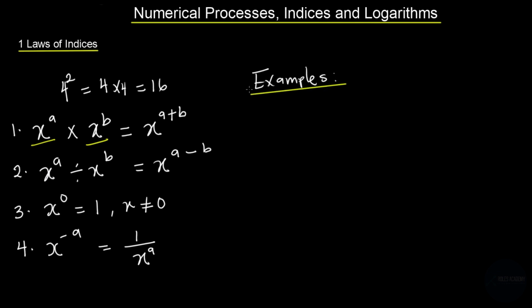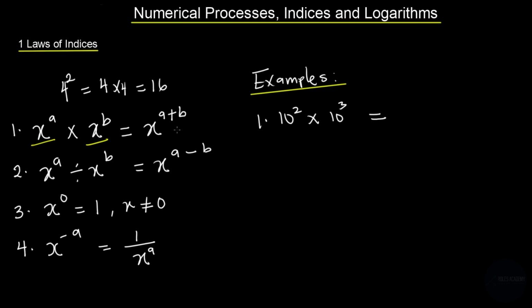Examples. Number 1. If you are to simplify the expression 10 raised to the power of 2 multiplied by 10 raised to the power of 3. If you look critically here, you see that this fulfills the first law, which is a number x raised to the power of a multiplied by that same number raised to the power of b. So we have the number that we're looking at. Our x in this case is 10.